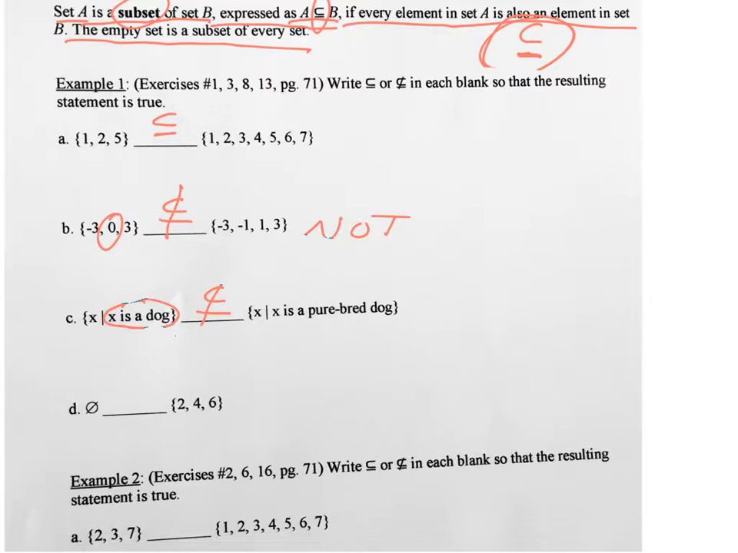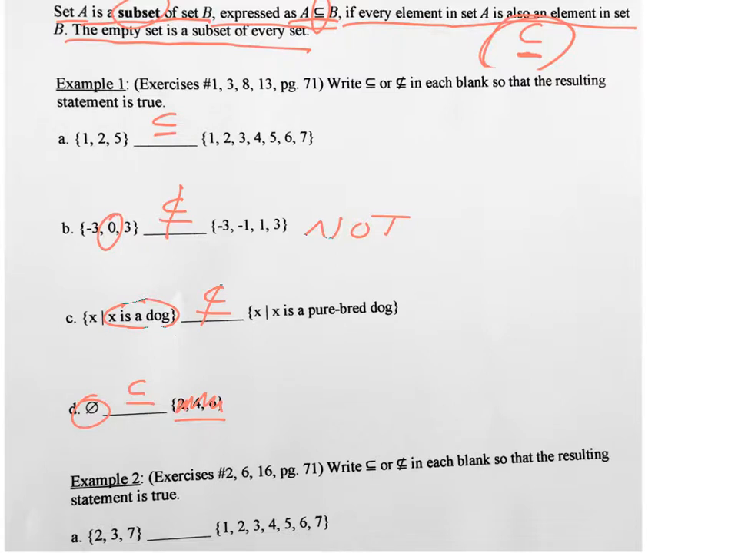And then finally D, the empty set. Remember, the empty set is a subset of any set you can dream up. So that's going to be true. The empty set is a subset of the set of 2, 4, 6. I don't even have to read what's in the other set. As soon as I see a little squiggly set bracket on the right, I automatically know that's true. It's a subset of any set.